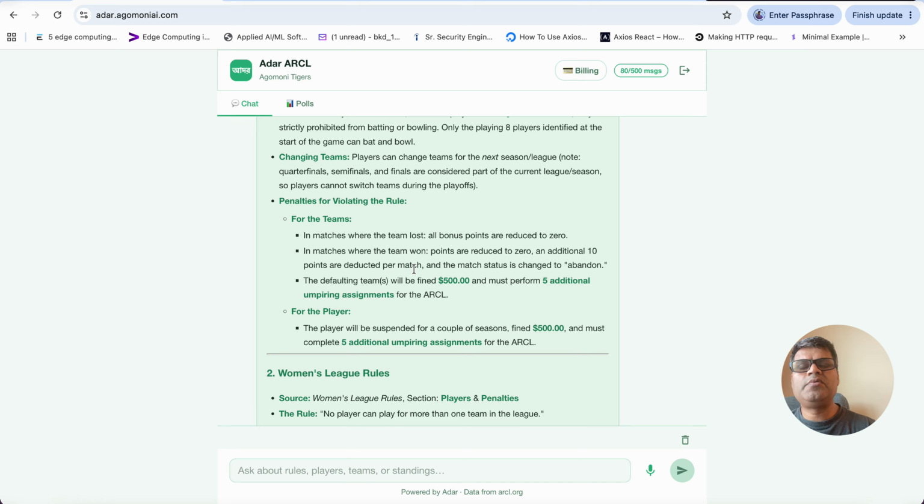The defaulting team will be fined $500 and must perform 5 additional umpiring assignments for the ARCL. For the players, they will be suspended for a couple of seasons, fined $500, and must complete 5 additional umpiring assignments in the ARCL. All of these things are written in the rule book, right? So then, why do you need an assistant?